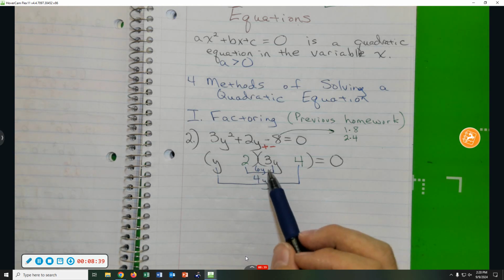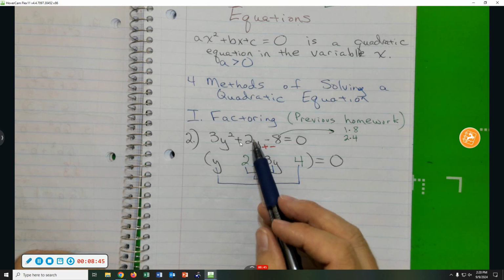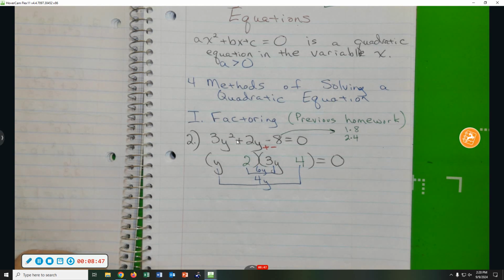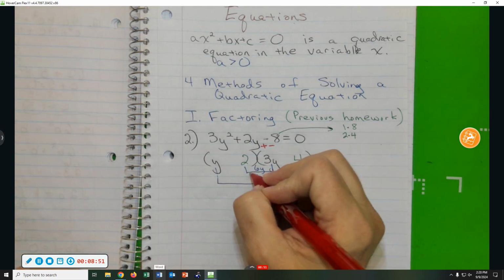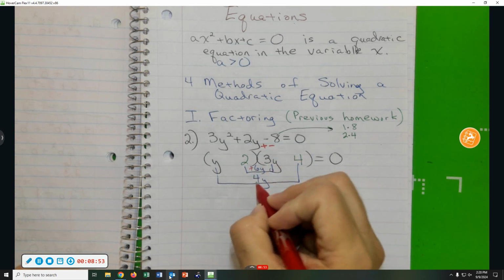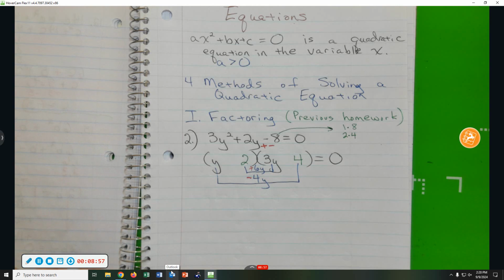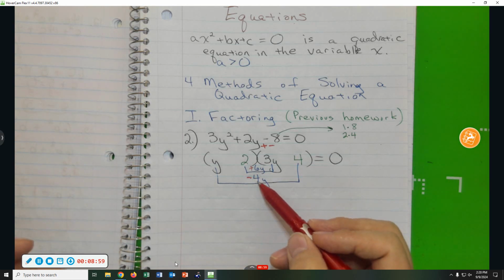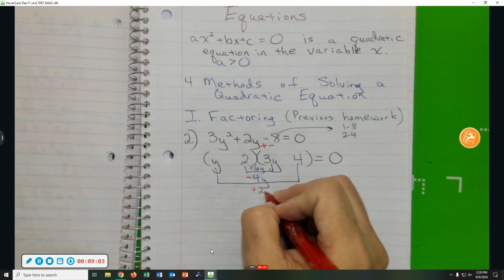For 6y, what do you think? Does it need to be positive or should it be negative so that when we combine them together, we get a positive 2y? I'd say the 6y needs to be positive. That's what they said. And I agree, so that means the 4y needs to be negative. 6y minus 4y, sure enough, that gives us a positive 2y.